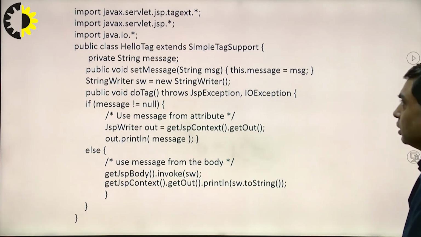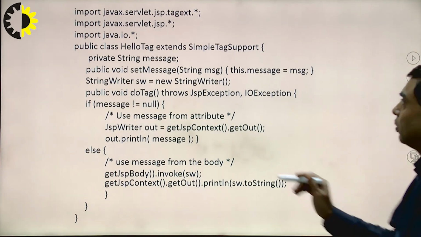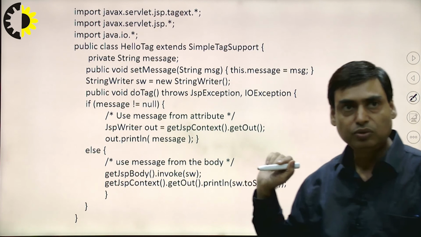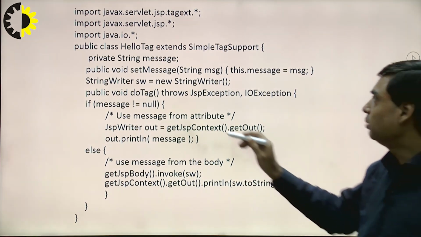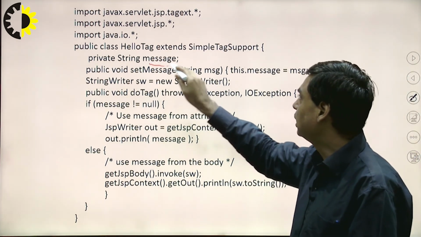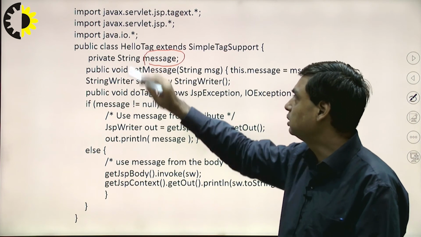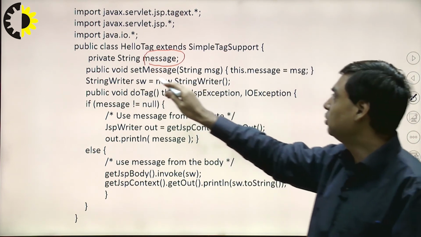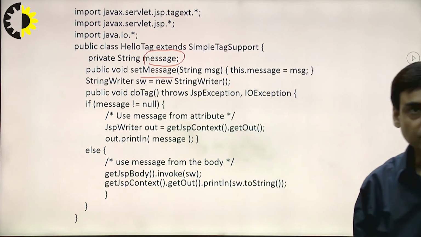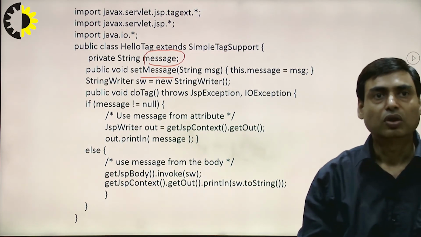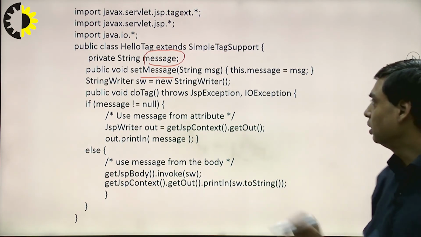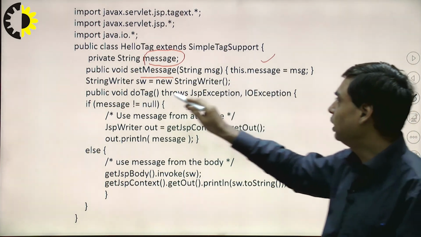Now this is the tag handler. We have defined an attribute for the tag. The name of the attribute is message, of type String. It is private. Then we are using setMessage to set the value of the attribute in the variable message. Then we define SW.